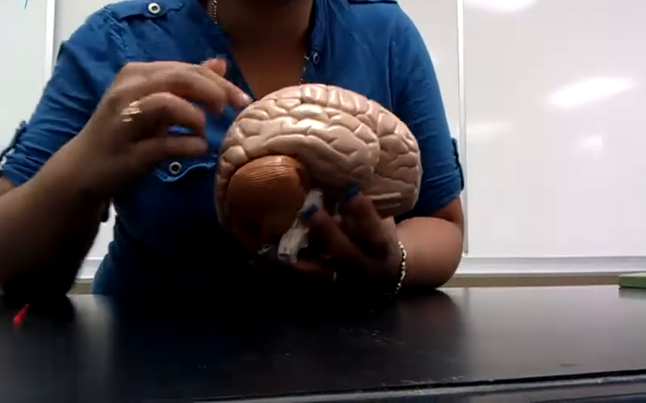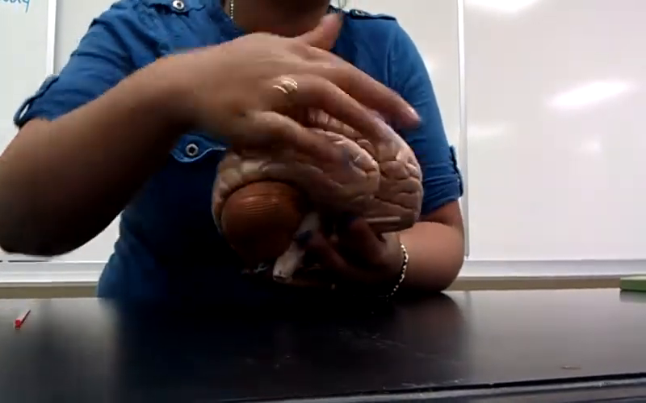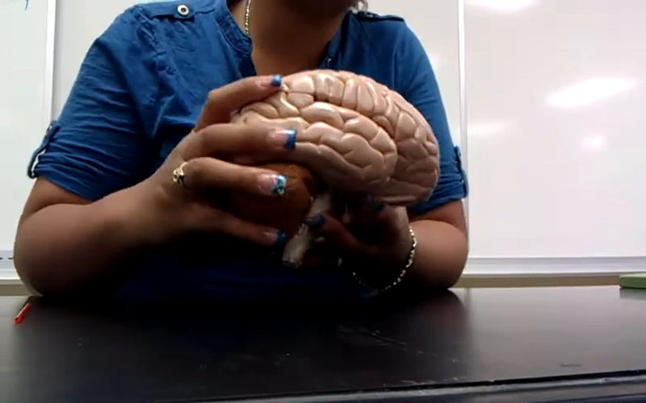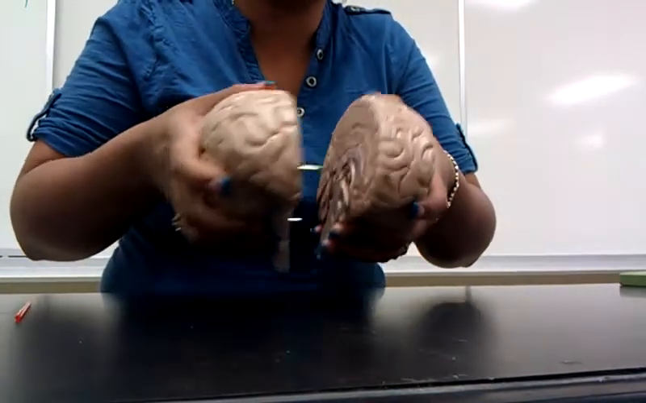Alright, this is the brain. This is your telencephalon, the boxing glove area. In the telencephalon, you have your cerebral hemispheres. You have your left and right hemisphere.